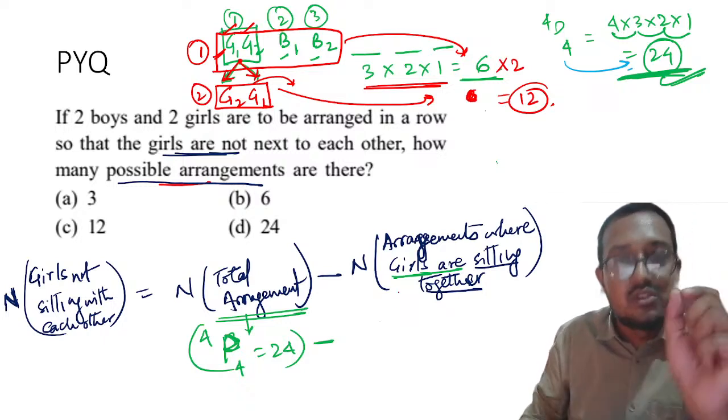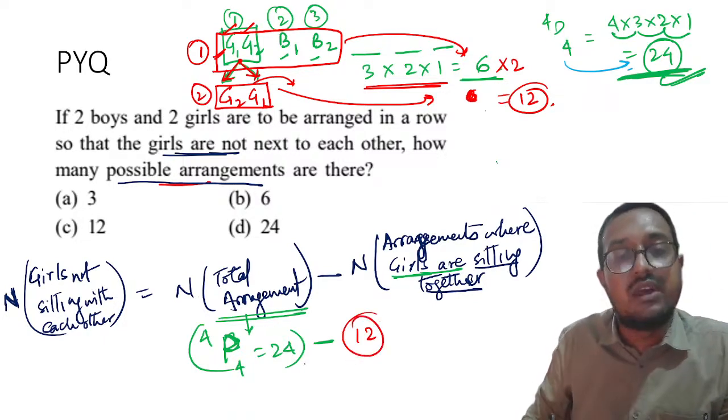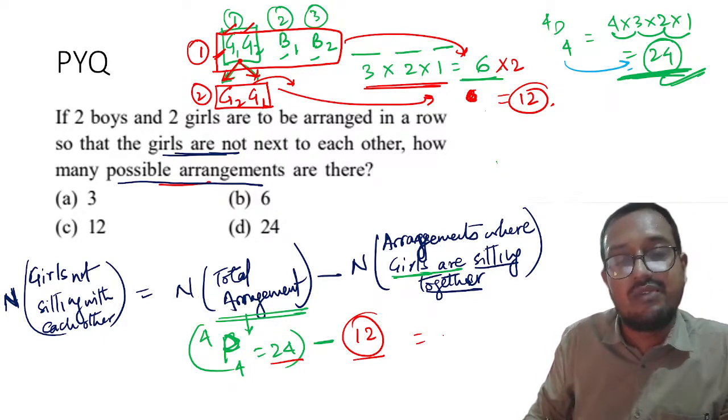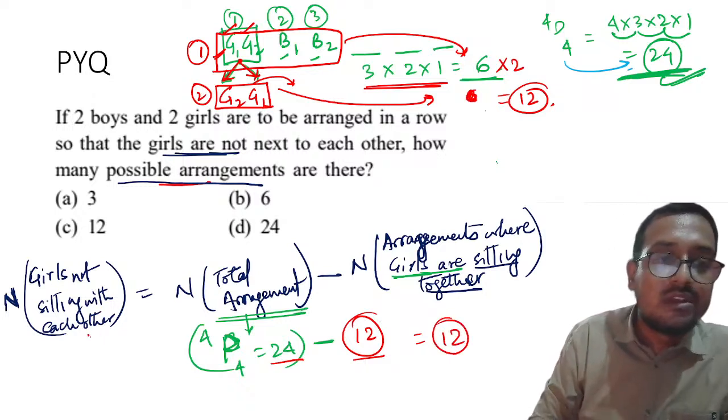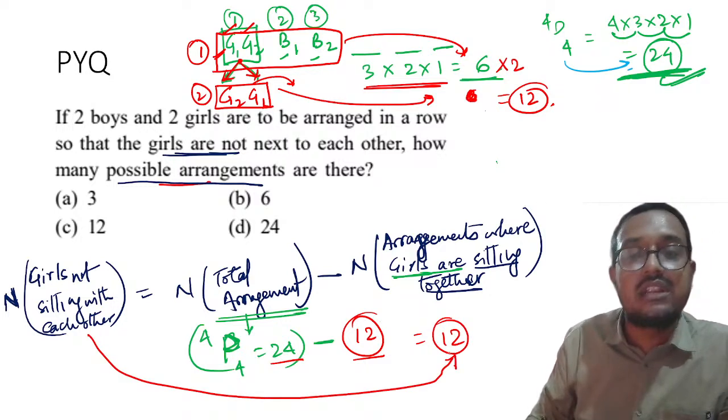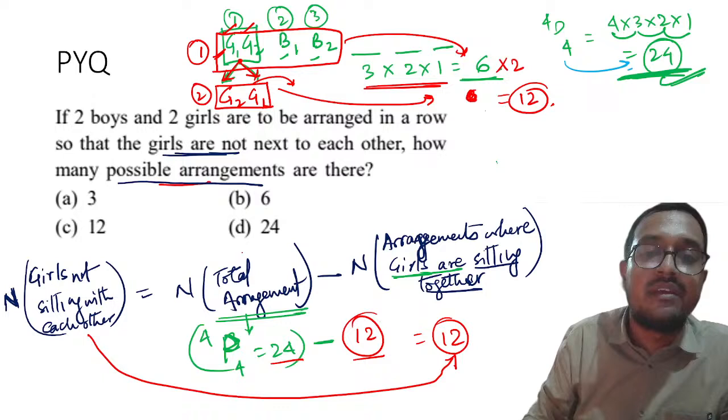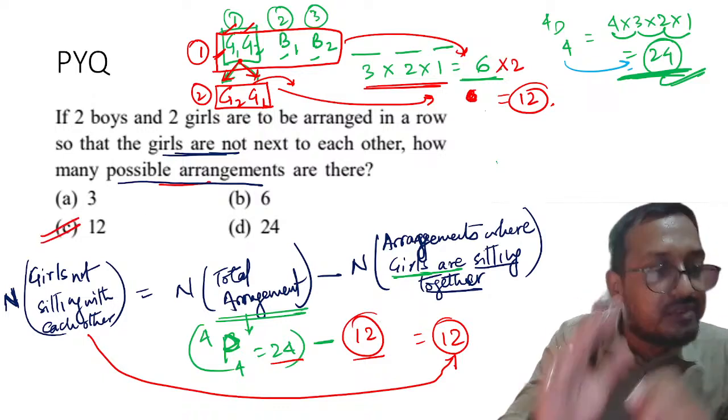Understood this part? So that is why here I have to subtract 12. That is 24 minus 12, which will become 12. Understood? So please remember, for girls not sitting together, there are 12 such arrangements where girls will not be sitting together. Everyone understood it?